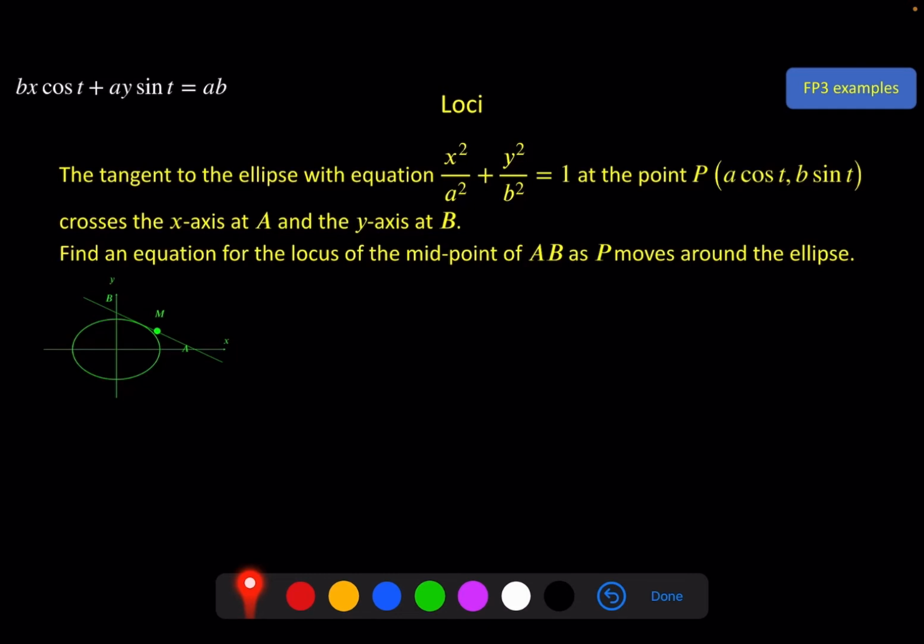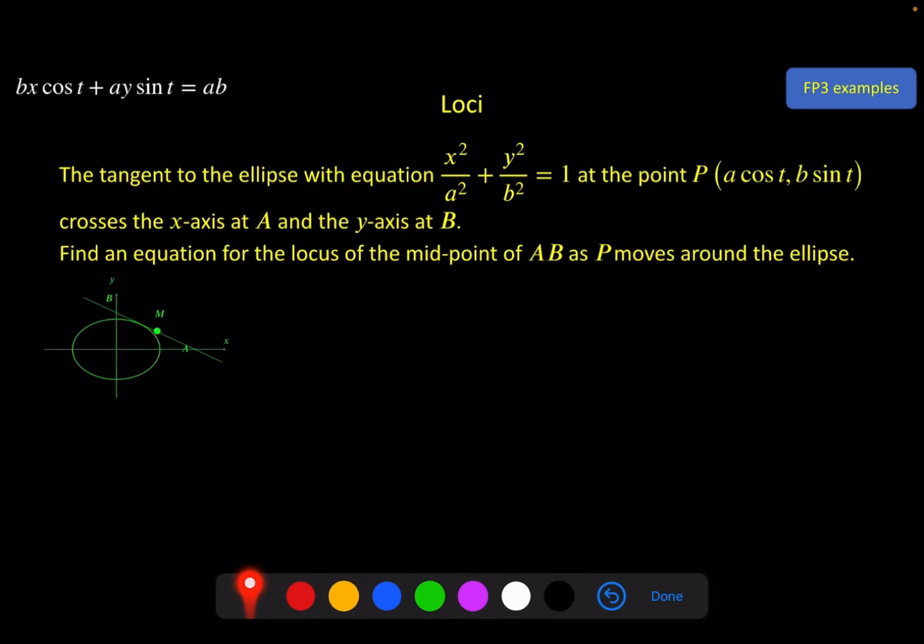But what is the locus of that, and what is the equation? So initially the question might seem quite difficult, because although their motion is connected, it's quite a different movement, the movement of P around compared to the movement of the midpoint M. So let's get stuck into this.